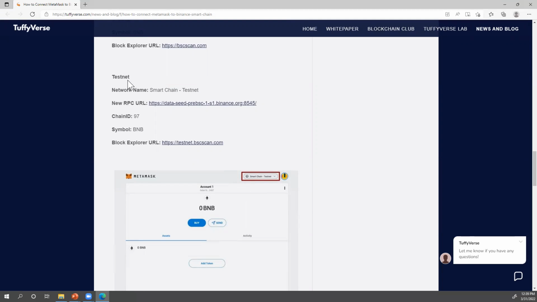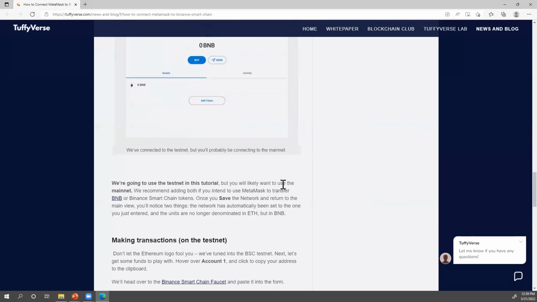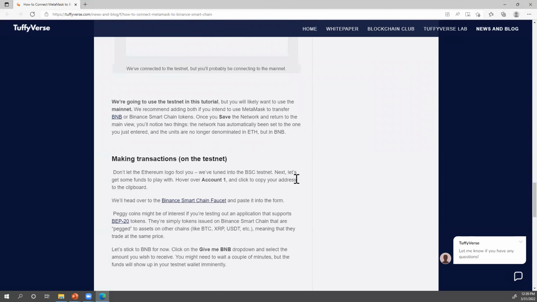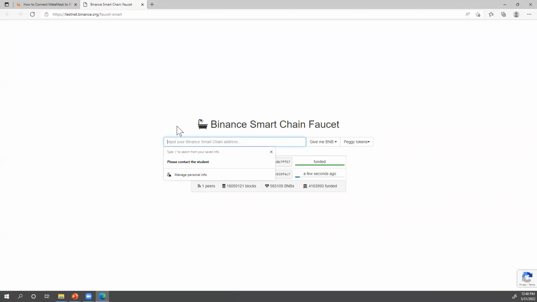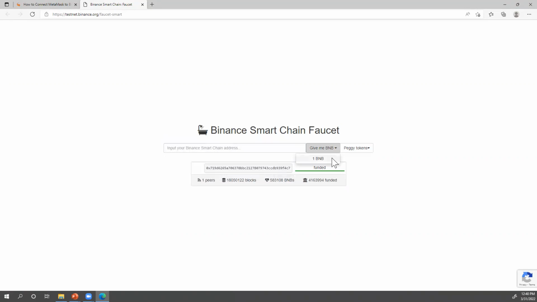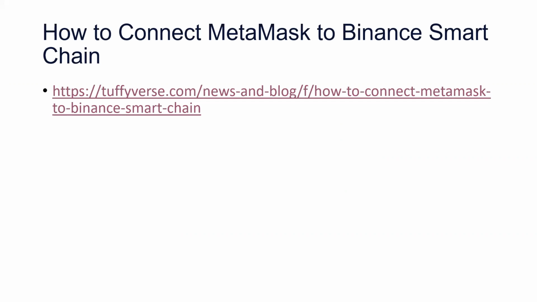So for example, if we use testnet, here you are going to see the testnet over here, right? After you have added mainnet or testnet, here we're going to use testnet as an example. What we do is similar to what we have done with the Ethereum testnet. The testnet also has a faucet program. You can click here, type in your address and click give me BNB, Binance coin. It will fund your wallet address.